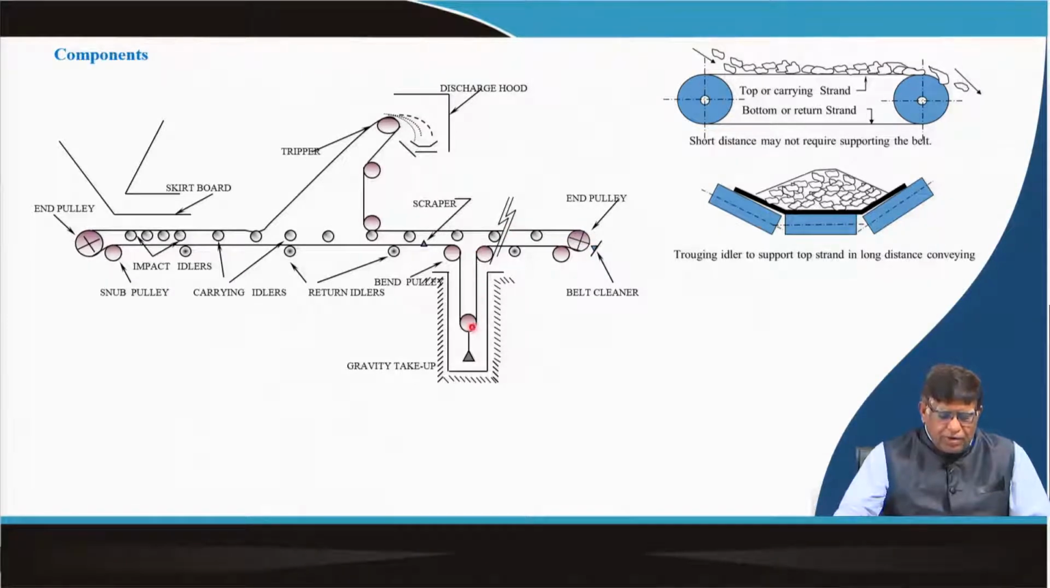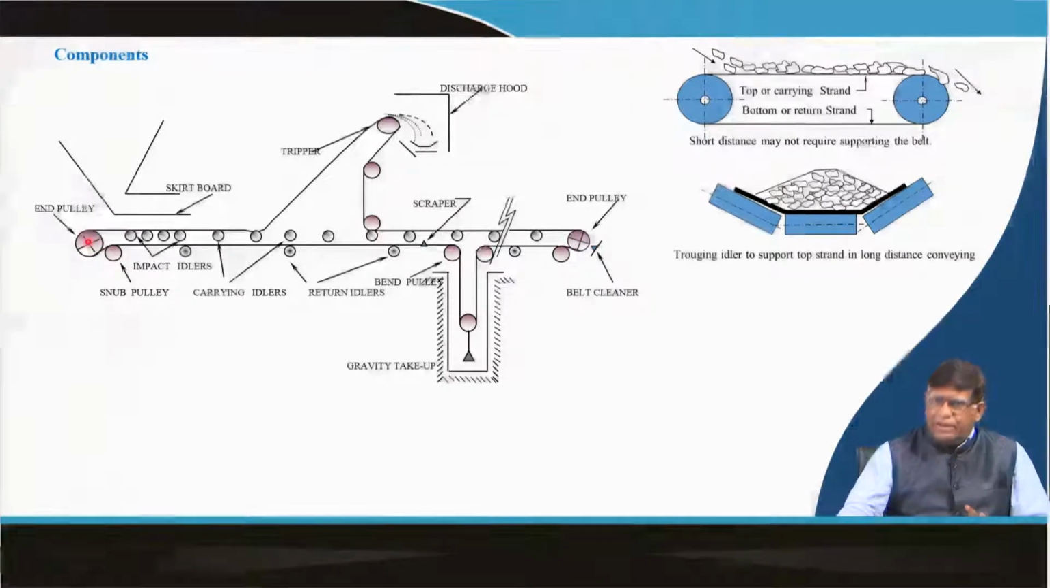So, you have drawn these things. I hope you are drawing on your piece of paper. Now, the black line you are seeing is the conveyor belt. Now, let us see, as I said, there are end pulleys. These are the end pulleys. One of them could be a driving pulley, another will be your return pulley.